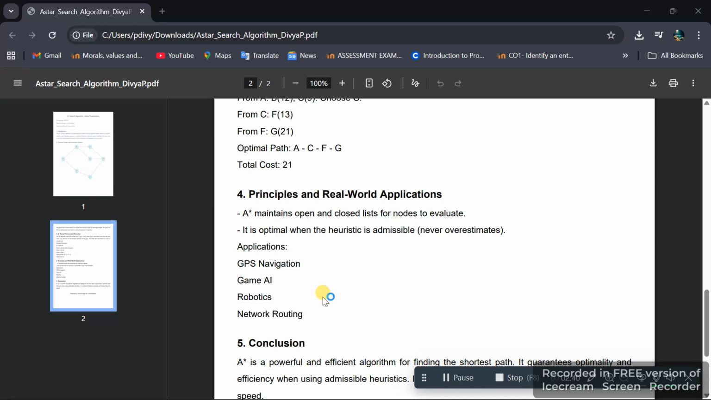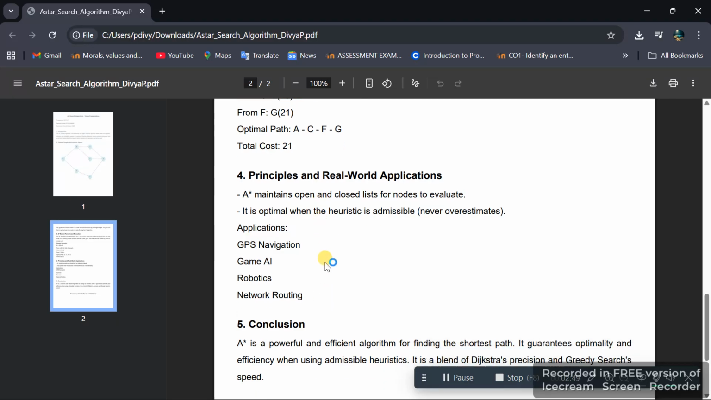When the heuristic used is admissible, meaning it never overestimates the real distance, A star is guaranteed to find the optimal path. Its key features and the conclusion of the A star search are that it is complete, meaning it will always find a solution if one exists. It is optimal, meaning it will find the least cost path when using an admissible heuristic. And it is efficient because it uses the heuristic to avoid exploring unnecessary paths.